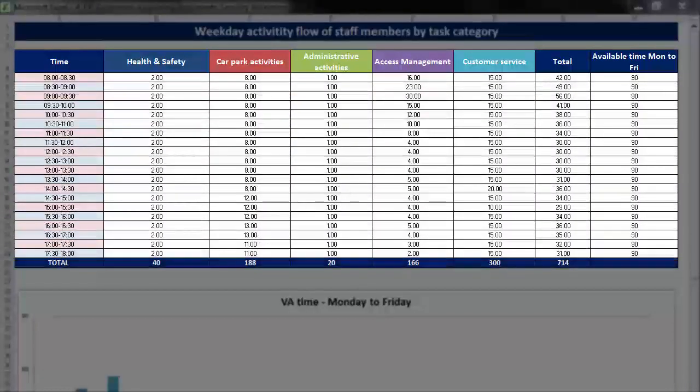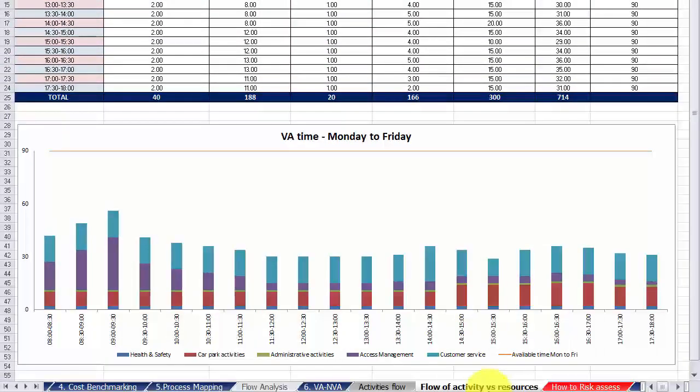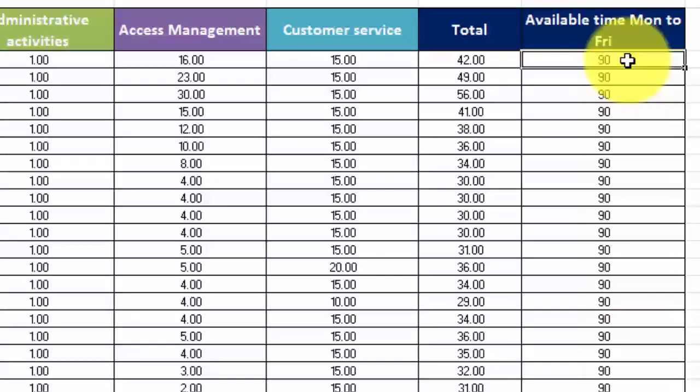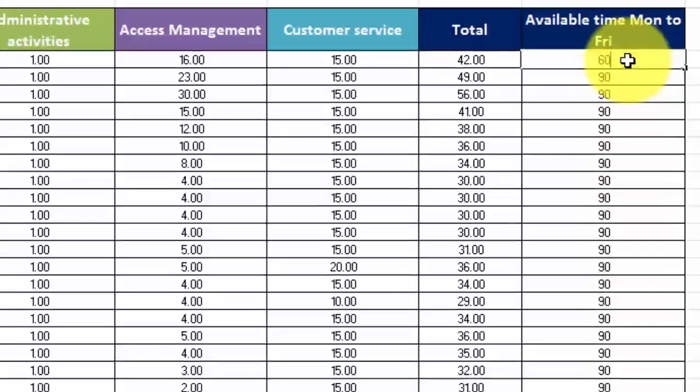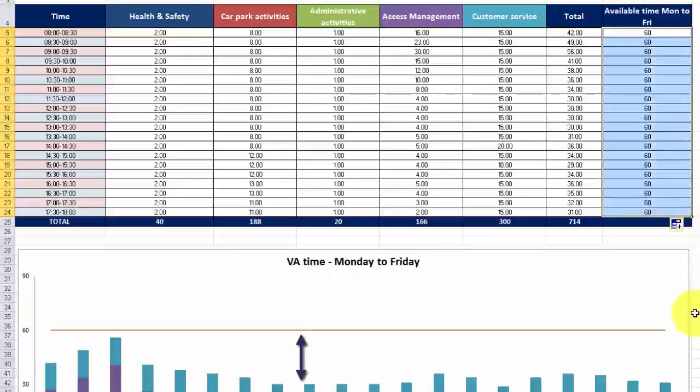Once the table is complete, you can convert the data into a graph such as this one. Now we can visualize where and during what time our resources are mostly used. So there's a large gap between our available time and the time used to carry out the tasks. If we reduce the amount of staff required down to 2 from 3, we can still comfortably perform the task required whilst also increasing our value-adding percentage.